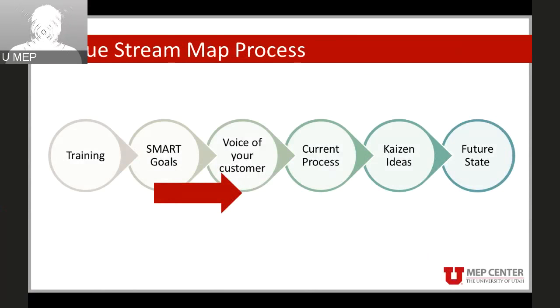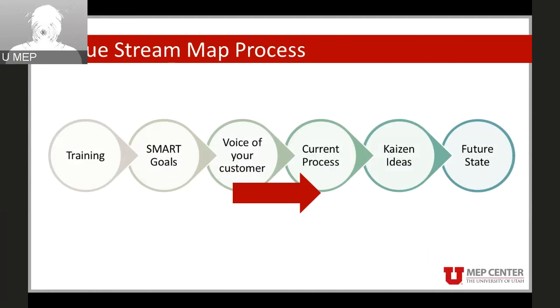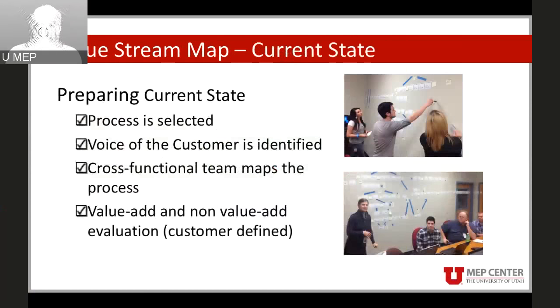Once we've identified our voice of the customer, we move on to identifying the current process. This is where the actual mapping comes in. We have an example here of a team on the right-hand side that was assembled. You've got folks from the front office all the way down to the shop floor, and they're going through and labeling each step in the process.